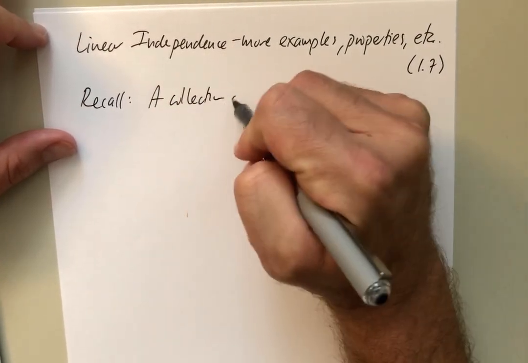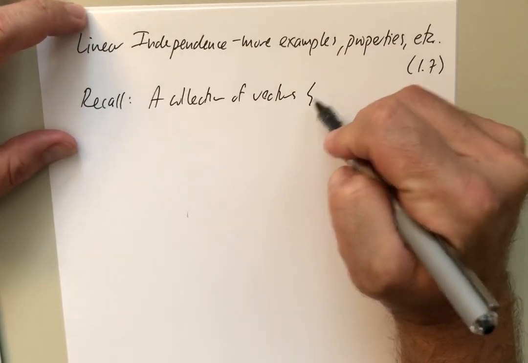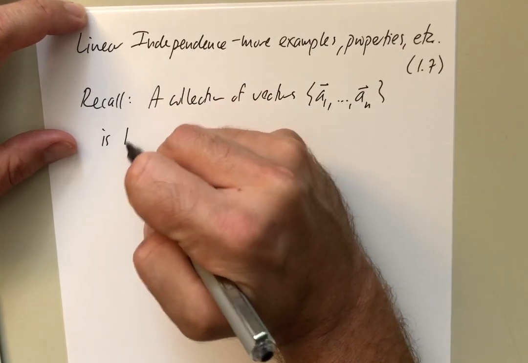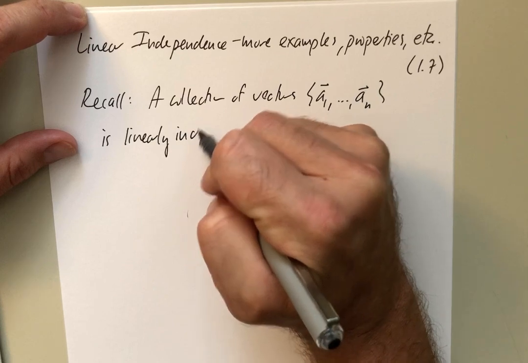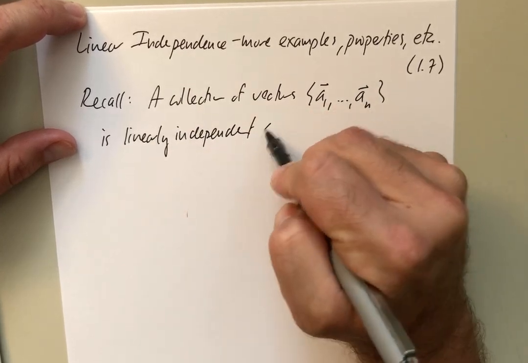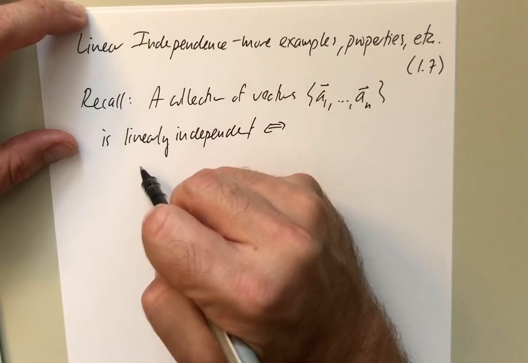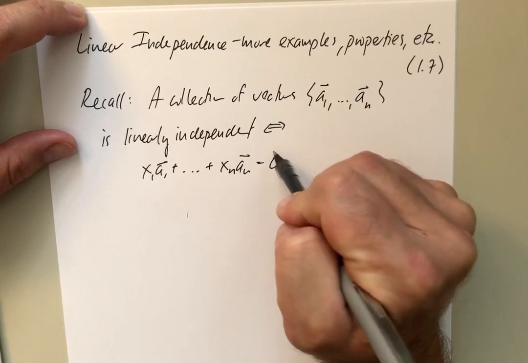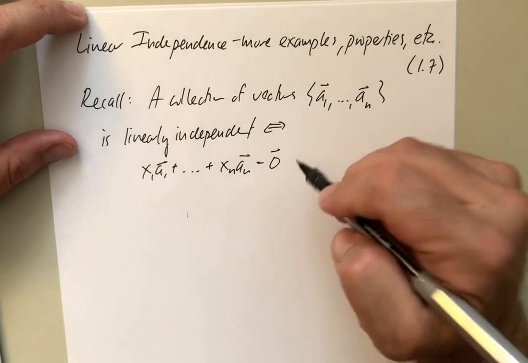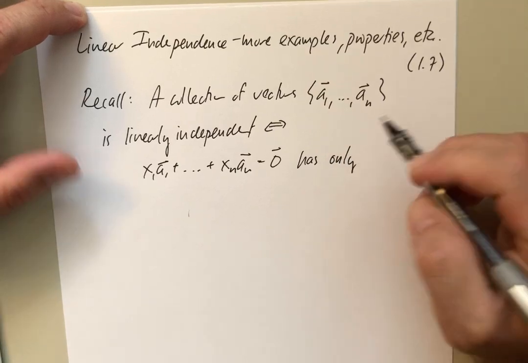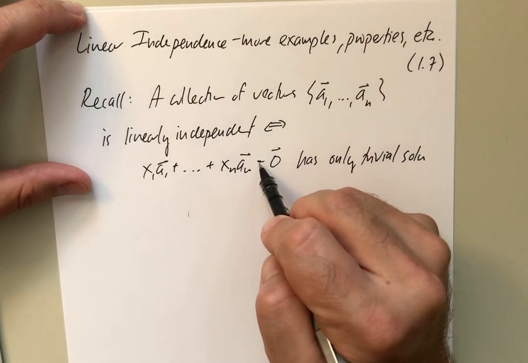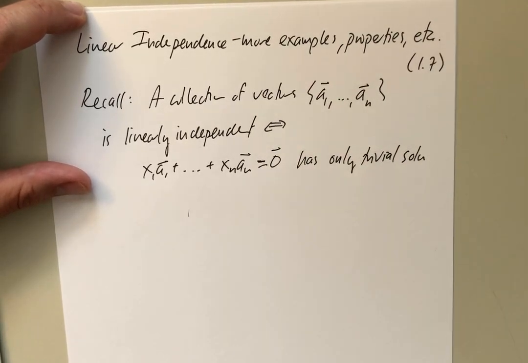A collection of vectors, let's say a1 through an, is linearly independent if and only if the vector equation x1 a1 plus through xn an equals 0 has only the trivial solution. If we're setting this equal to 0, we know there's a trivial way to solve it by putting all the weights to be 0. By definition, if that's the only solution, we say it's a linearly independent set.